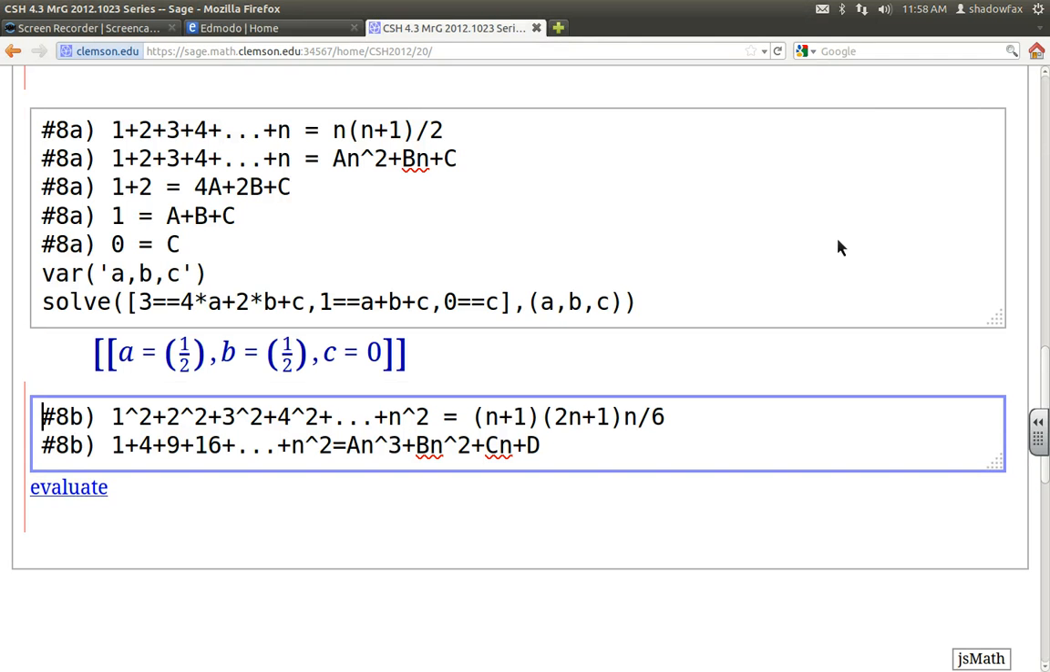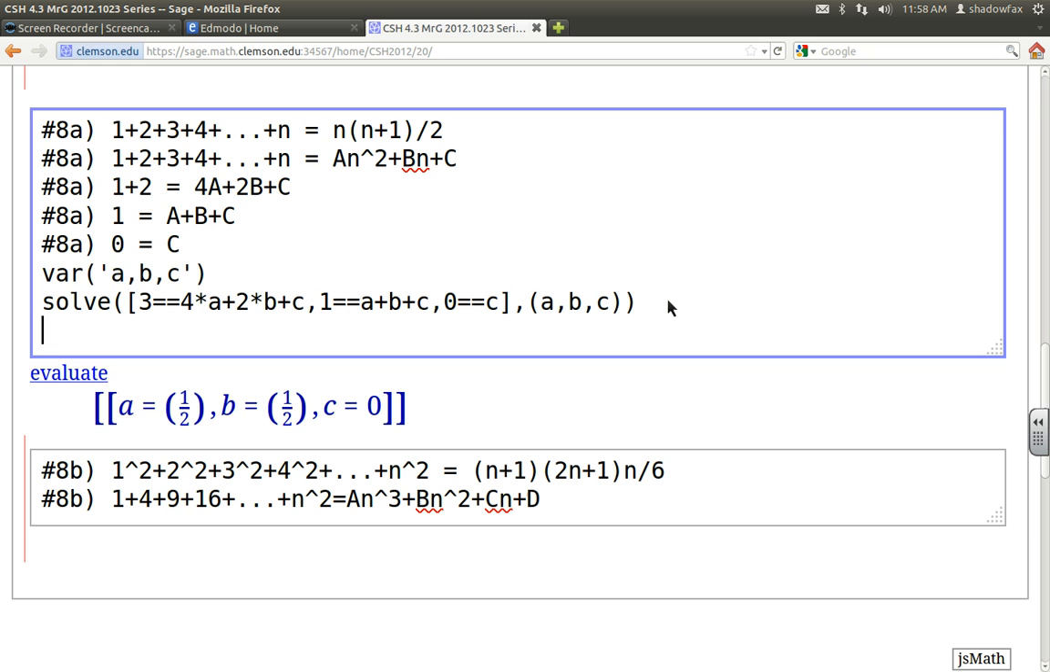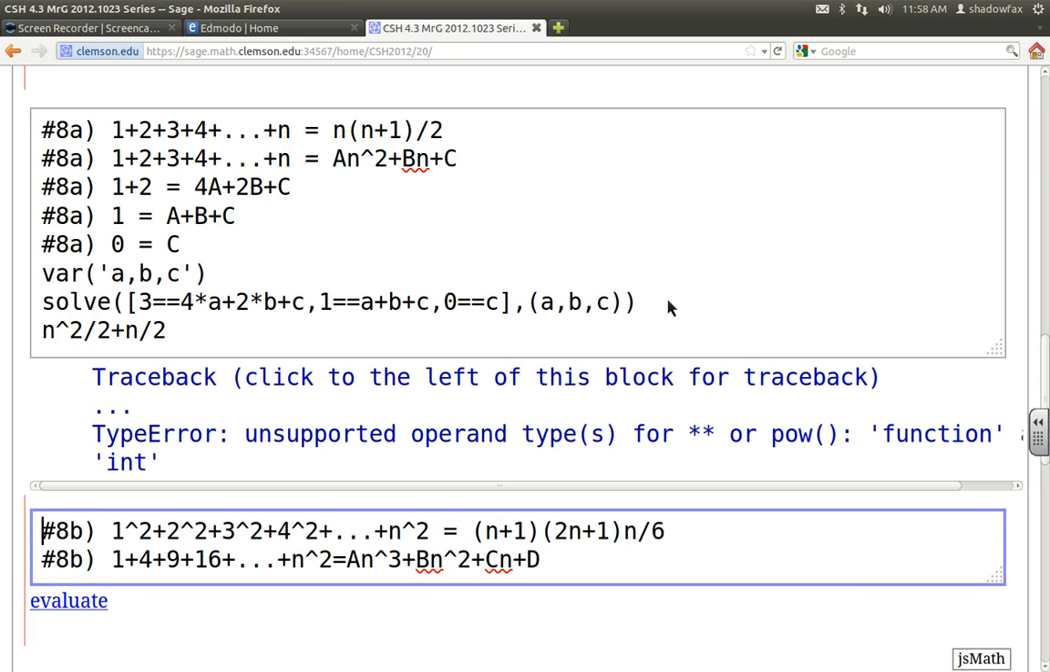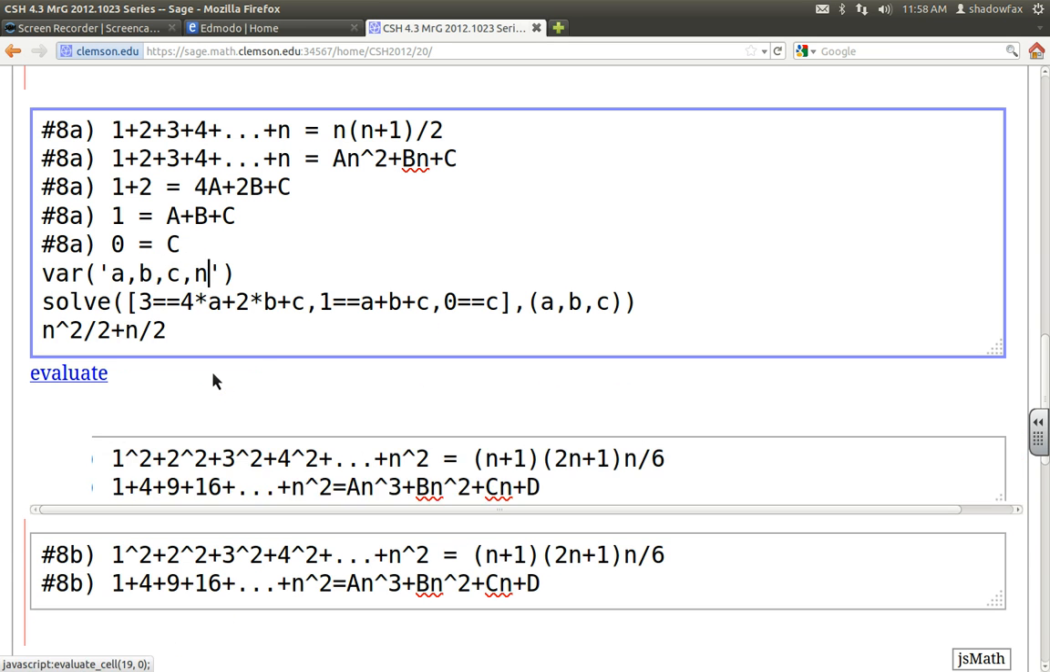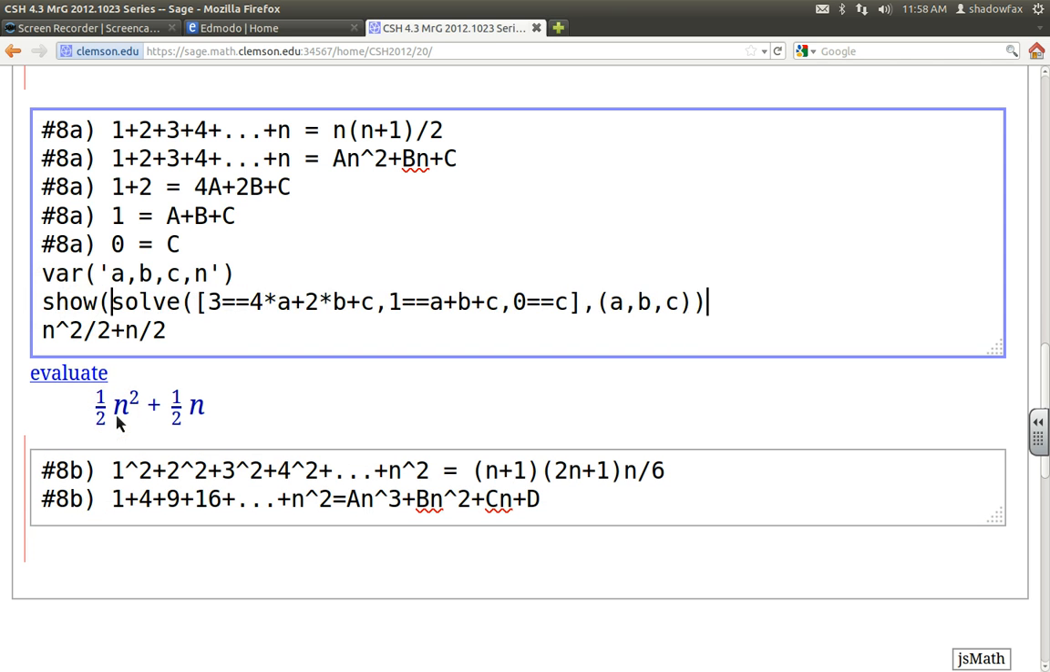All right, so c is 0. We knew that. A is a half, and b is a half. So what did we get? We got 1/2 of n squared plus 1/2 of n plus 0. All right, let's write that. Let's see what that looks like. N squared divided by 2 times a half, right? Plus n divided by 2, or b times a half. Oh, it doesn't know n either. All right, let's throw in an n here. Okay, oh, I need a show. Okay, show this one and show this one. All right, so that's the answer.